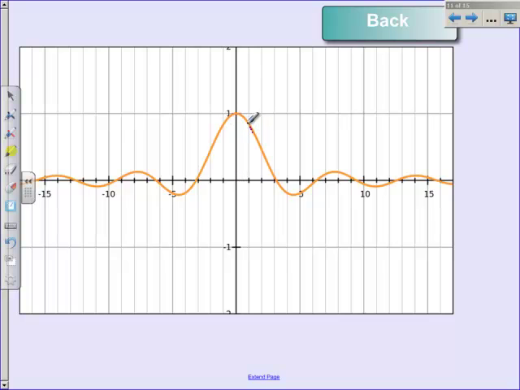From the right, the graph looks like it's approaching 1, and from the left, the graph is also approaching 1. So visually, we can see that the answer to our limit is 1 because that's the y-coordinate. As we focus in on 0, that's where the graph is heading.